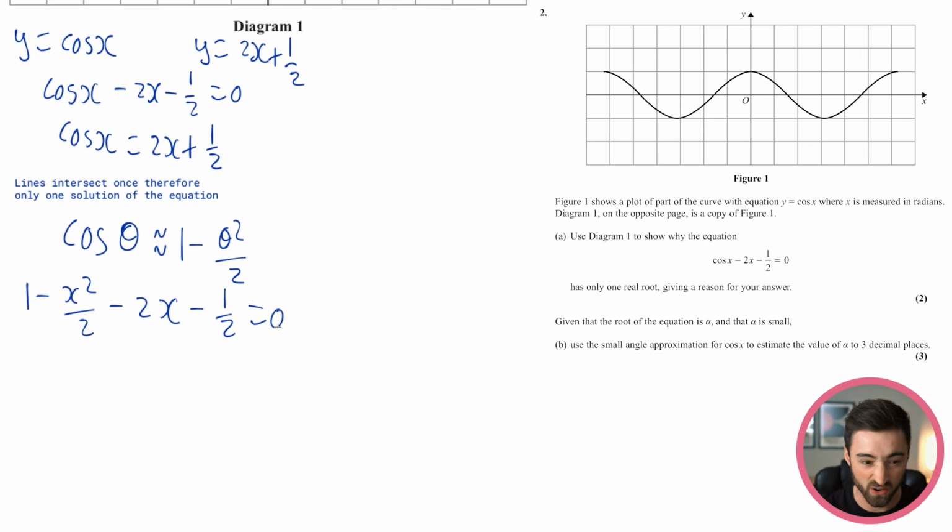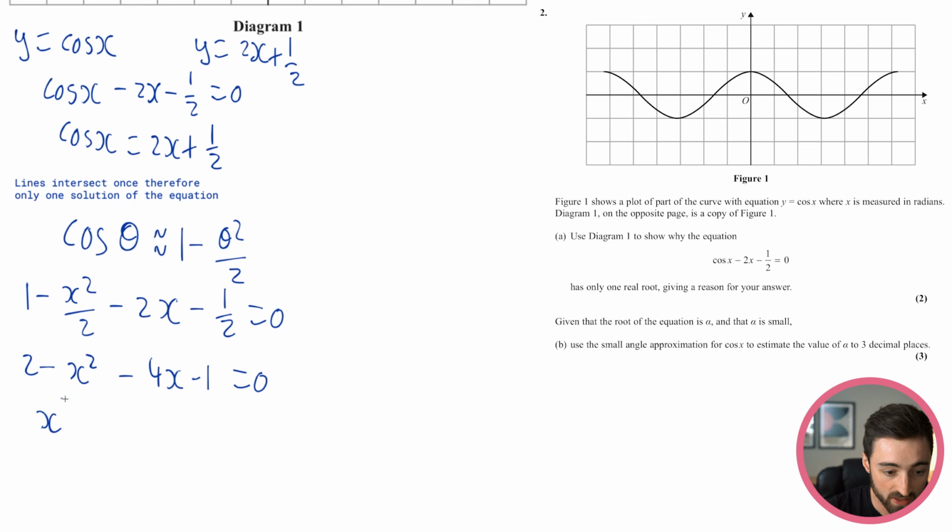I'm going to times by 2 because I don't like fractions. So I'm going to get 2 minus x squared minus 4x minus 1 equals 0. Get this x squared positive because we're used to that, aren't we? So I'm going to add it to the other side, add the 4x to the other side, and then on the left I've got 2 minus 1, which is 1, and then I'm going to take that to the other side, so I'm going to get minus 1.